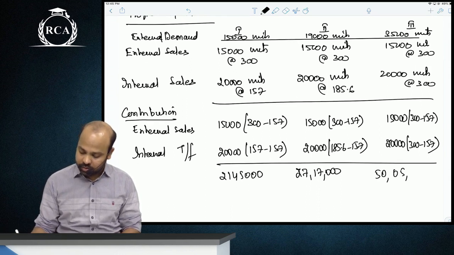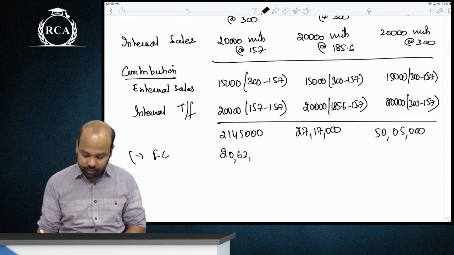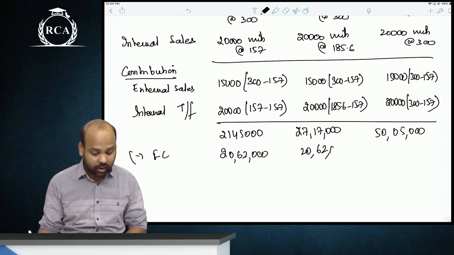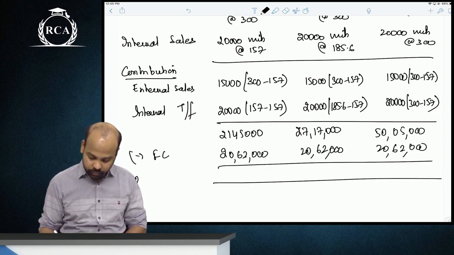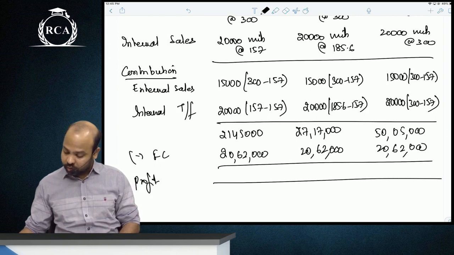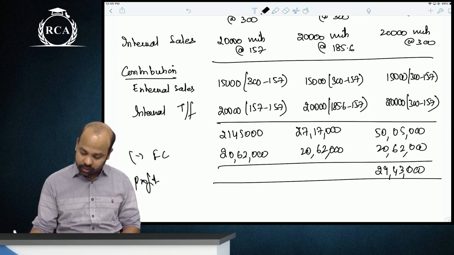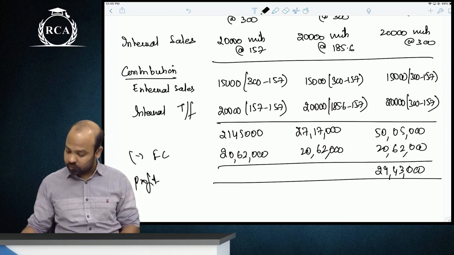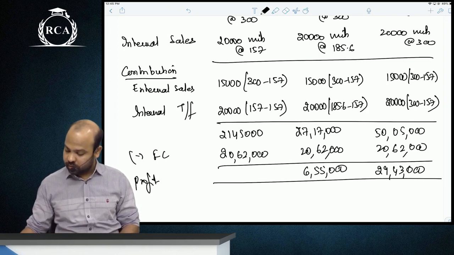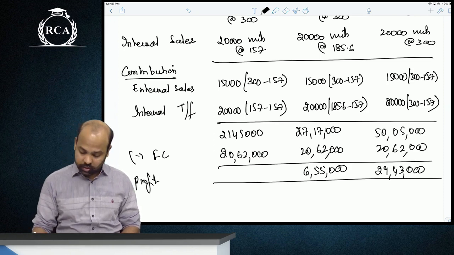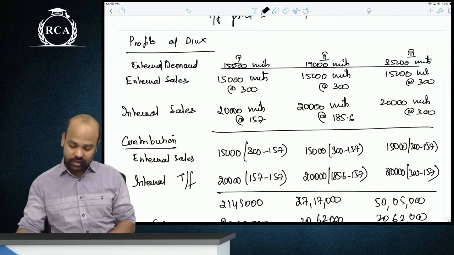50 lakhs 5,000, less the amount of fixed cost that they're incurring, which is 20 lakh 62,000. 20 lakh 62,000, guys, in all the cases. It doesn't make a difference, irrespective of the amount of volume that you are operating, that will remain constant. 83,000. This is the amount of profit, guys. Understood, sir. These are the profits of division X, guys.